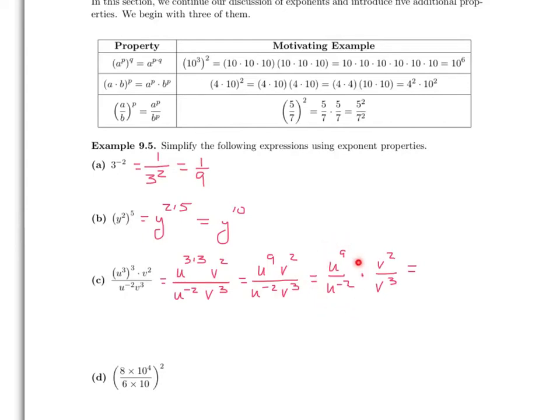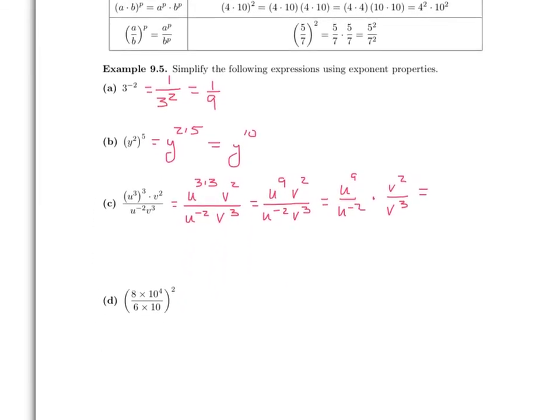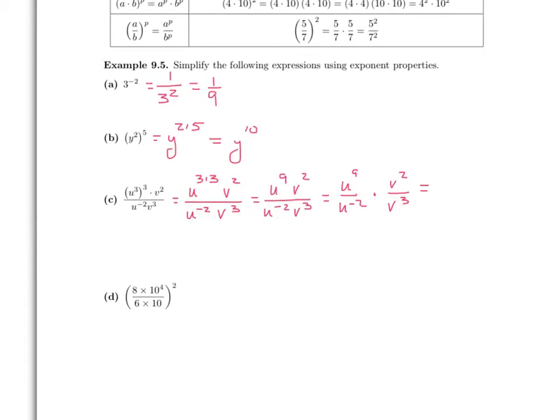If you have u to the 9th divided by u to the negative 2, we have a property that can help us, namely this property here. If you have a number raised to a power divided by the same number raised to another power, you can calculate the value by taking the number and raising it to the difference. So that is precisely what we would need to do here. So we take u and raise it to the 9 minus negative 2, and for the v's we take v and raise it to the 2 minus 3. When we do this, we arrive at u to the 11th v to the negative 1.